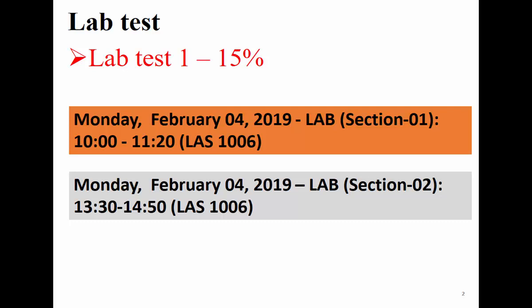Lab test one will be on Monday, February 4th, and we have two sessions, one in the morning and one in the afternoon. It's recommended to attend the session that you registered for, because at that time the computer will be set up to accept your ECS account. If you registered in the first section, please go to the first session. If you registered in the second session, go to the second session. The lab test one is weighted out of 15. Today's lecture is included in lab test one.